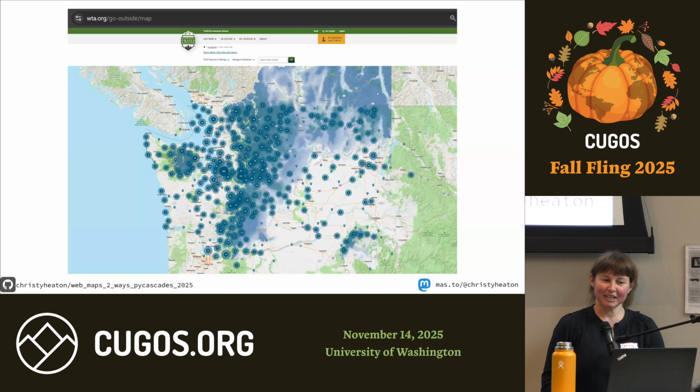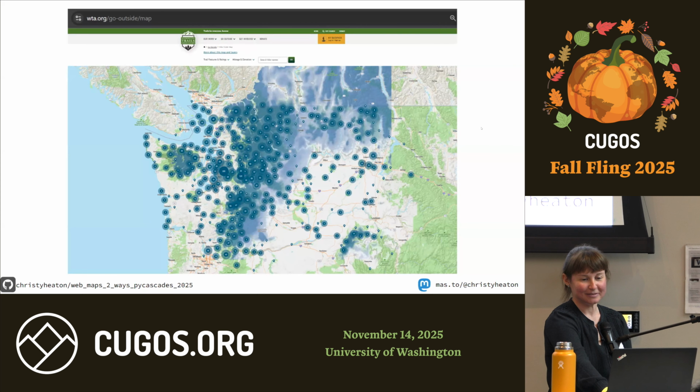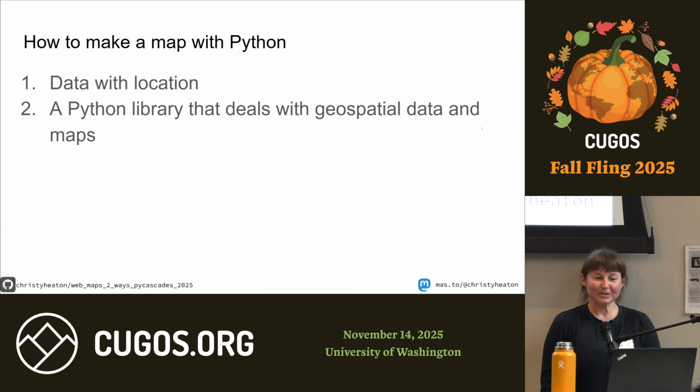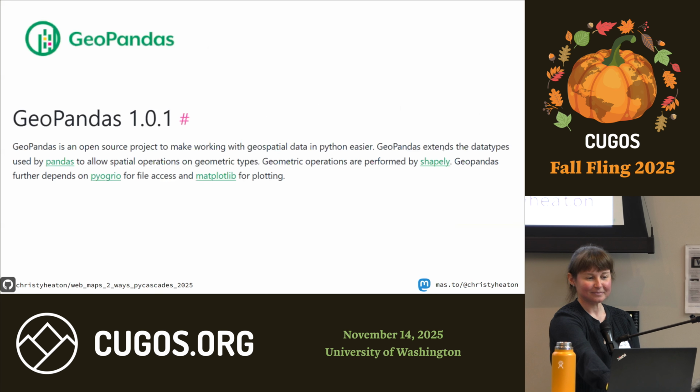The data I'm using comes from the Washington Trails Association website, and if you are actually looking to go hiking in the state of Washington, please use this resource over any that I make in my demo today. It's a great resource, but I'm pulling the data from here. Another thing you need to make a web map with Python is a Python library that deals with geospatial data and maps. As I say, I like GeoPandas. It's my go-to. It's really easy to make an interactive map with very little code, which is what I like to do.